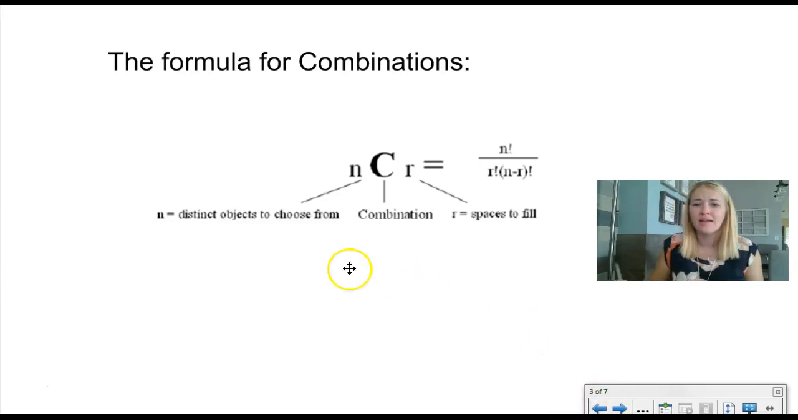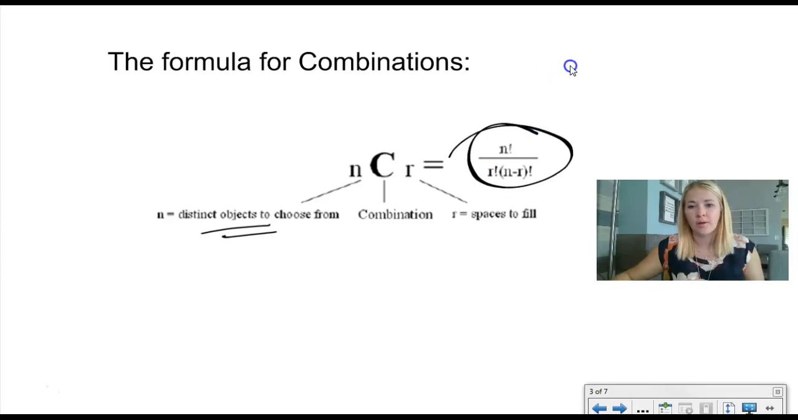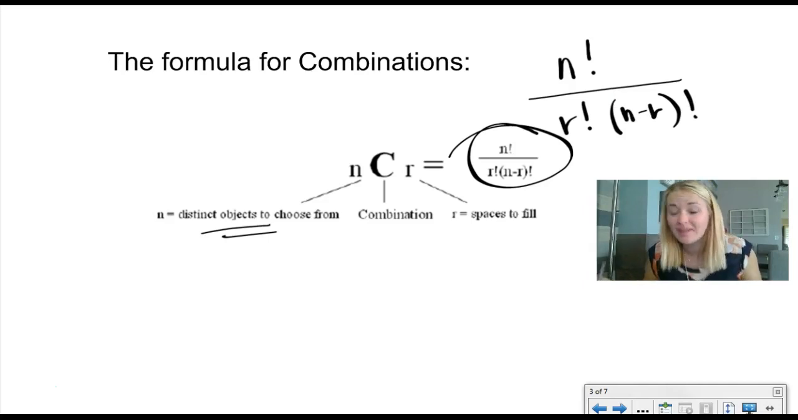Here is your formula. N are the objects we have. C stands for combination. R is how many spots we have to fill, or how many objects we're taking. So the formula is N factorial over R factorial times N minus R factorial. And I know right now you're saying, hey, Miss Parrott, this looks really familiar to permutations. It is. They both do not allow repetition. However, where they're different is that combinations have this extra R factorial right here.